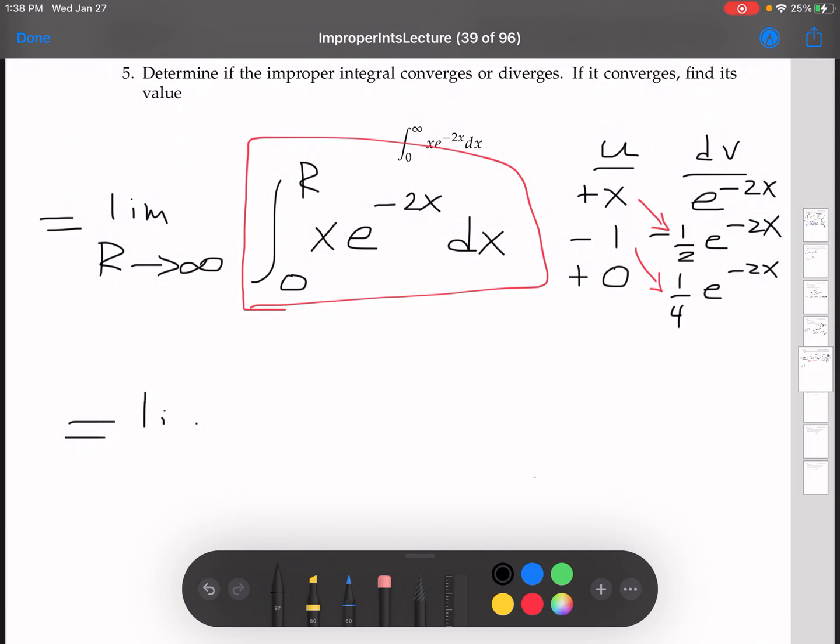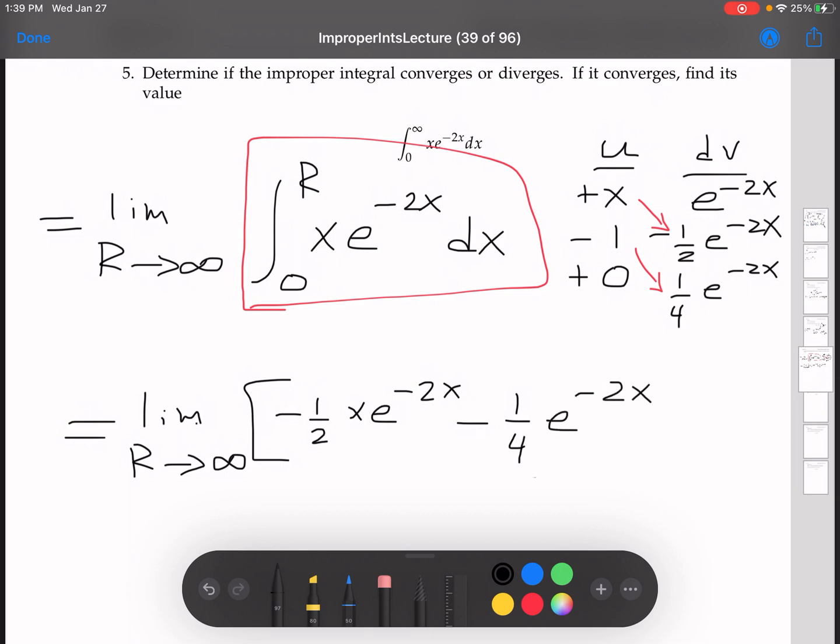So this is equal to the limit as r approaches infinity. We found our antiderivative. Let's see, this was negative 1/2 x e to the negative 2x minus 1/4 e to the negative 2x. We're going to evaluate this from 0 to r.